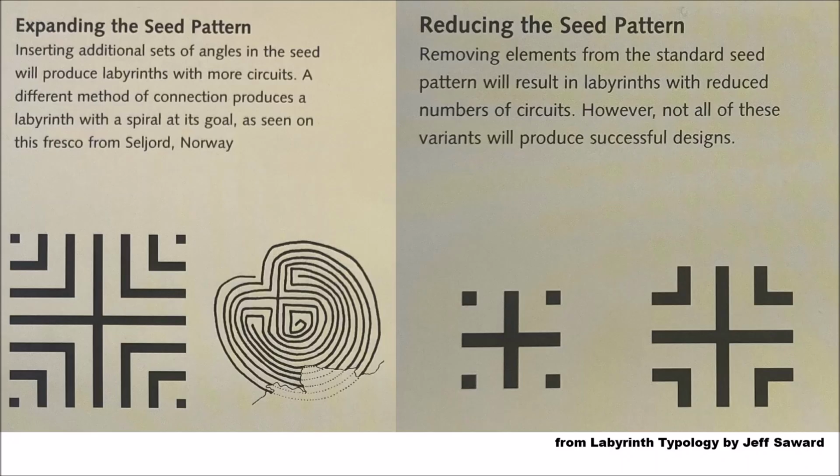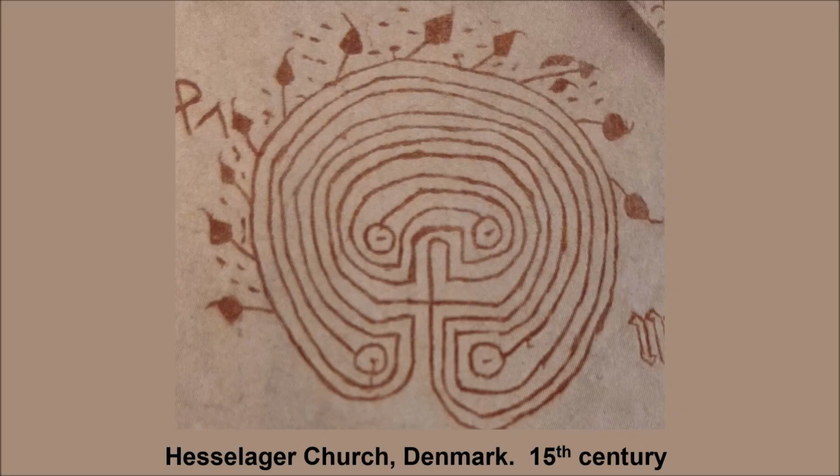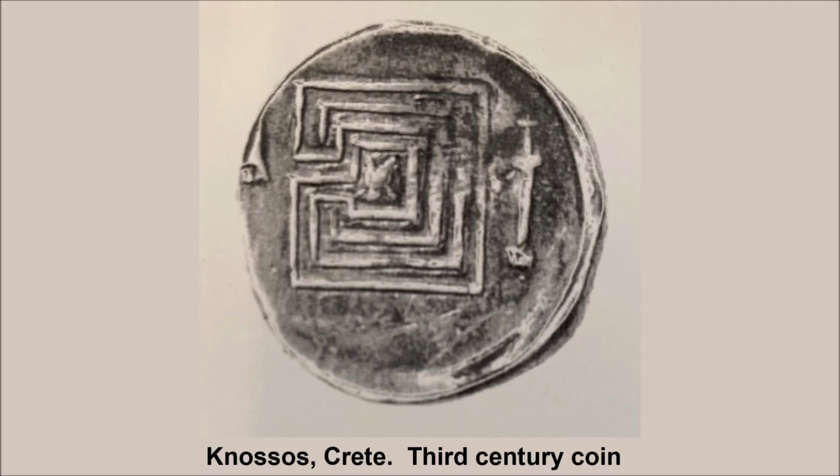Expanding or reducing the seed pattern results in labyrinths of different number of circuits. An 11-circuit labyrinth is created by adding an extra set of angles to the seed pattern. A 3-circuit labyrinth uses just the cross and dots of the seed pattern.